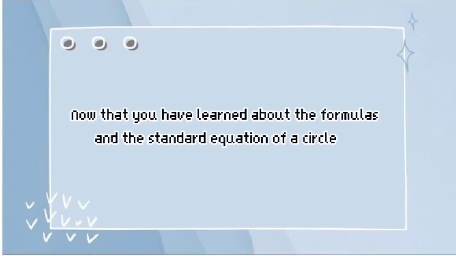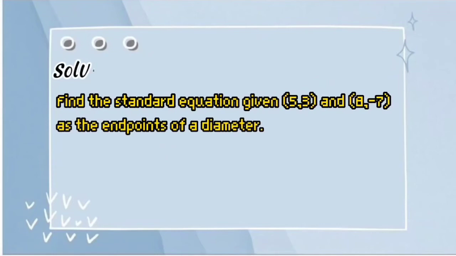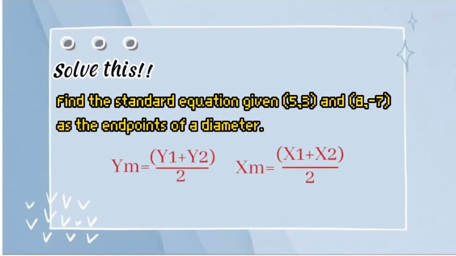Now that you have learned about the formulas and the standard equation of a circle, let us try to solve this problem. Find the standard equation given 5, 3, and 8, negative 7 as the endpoints of a diameter. Using the midpoint formula, let us first find the midpoint or center of the two endpoints. In order to identify which are the x sub 1, y sub 1, x sub 2, and y sub 2, you can base them through the order of the given endpoints, meaning the first given endpoint will be x sub 1 and y sub 1, while the other endpoint can be the x sub 2 and y sub 2.